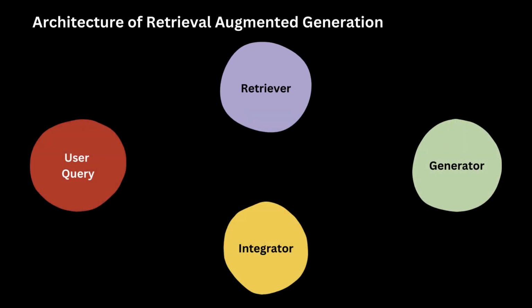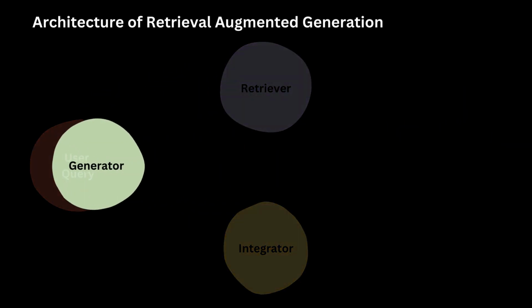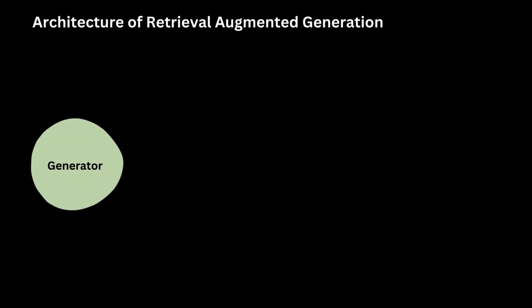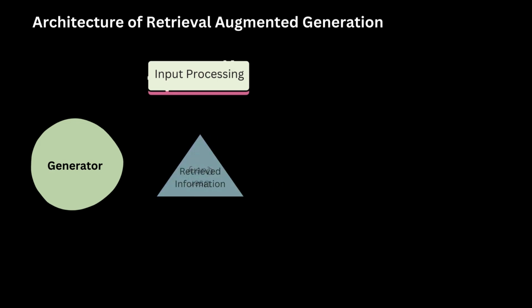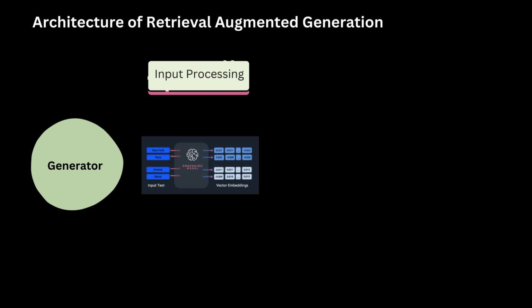The generator component is responsible for creating a coherent response based on the retrieved information and the user query. This process involves three main steps. First is input processing. The retrieved information and user query are processed and encoded into a format suitable for the generative model. This often involves converting text into embeddings using pre-trained language models.